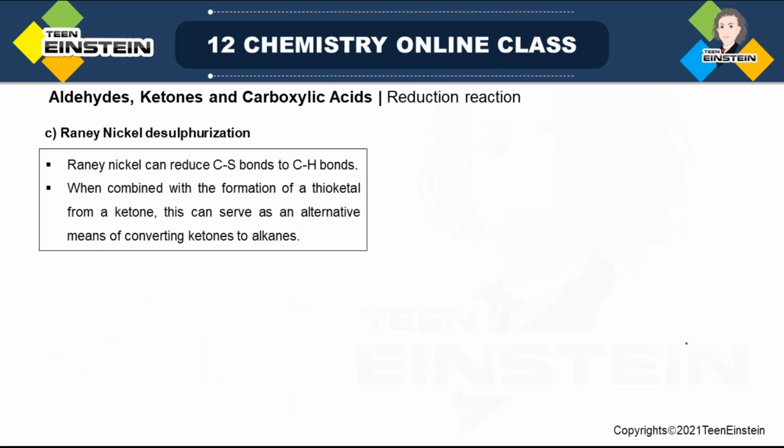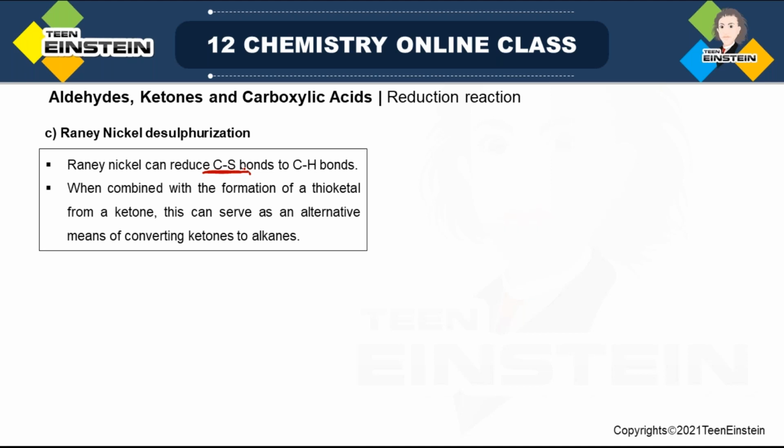The third reaction type under reduction, that is reduction to hydrocarbon, is Raney-nickel desulfurization. What is Raney-nickel? Raney-nickel is basically nickel, but this is a special kind of nickel whose appearance is grey powder-like form. It is actually an alloy with aluminium. It is a nickel-aluminium alloy, but mostly here the nickel is the actual catalyst.